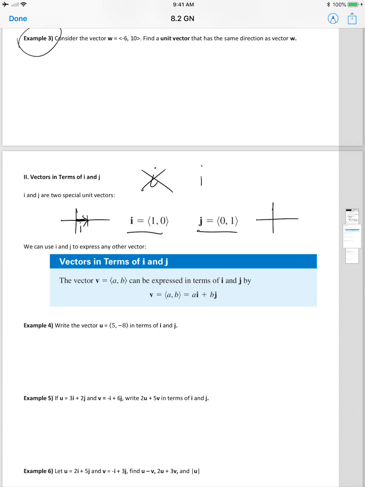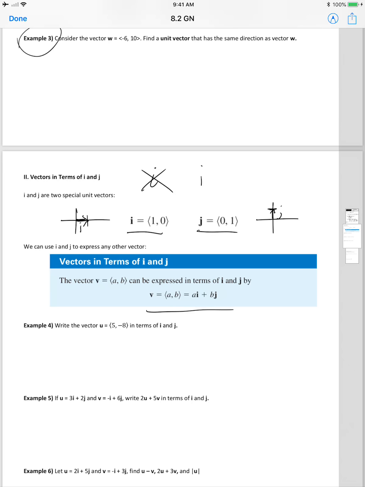j, on the other hand, does not have a horizontal component. It only has a vertical component. I'm going up 1. So with these unit vectors, i and j, we can actually express any other vector in terms of i and j. Because if I have a vector 3, 4, then that's 3 i's going to the right 3, and then 4 j's going up 4. So if I have a vector a, b, where a and b are the horizontal and vertical components respectively, I can write that in terms of i and j as ai plus bj.